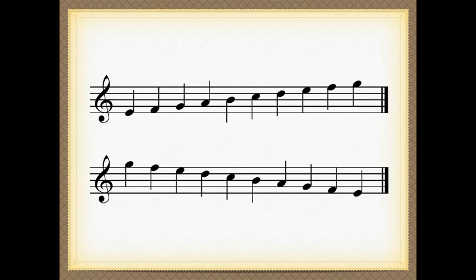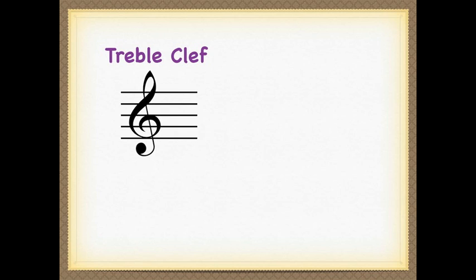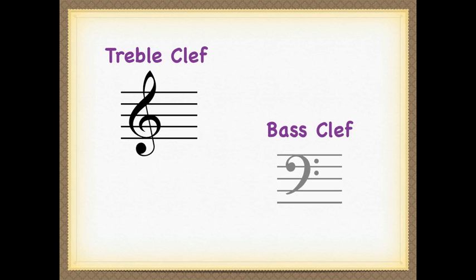However, the lines and spaces of the stave can represent different pitches depending on which clef is used. The clef is the symbol that you see at the beginning of each stave. The two types of clef that we're going to learn about in these videos are called the treble clef, which looks like this, and the bass clef, which looks like this. Let's look at the treble clef first.